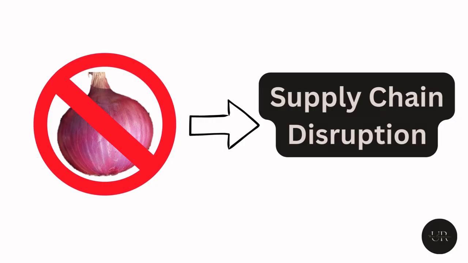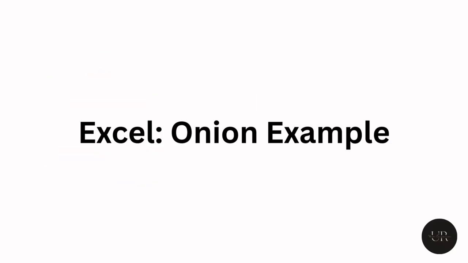When the flow from farmer to mandi to retailer gets disrupted, it's not just a number, it becomes inflation, political pressure, and the common man suffers. As analysts, we need to turn data into early warnings so the business or the government can act faster. Let's go to Excel to see a quick demo.